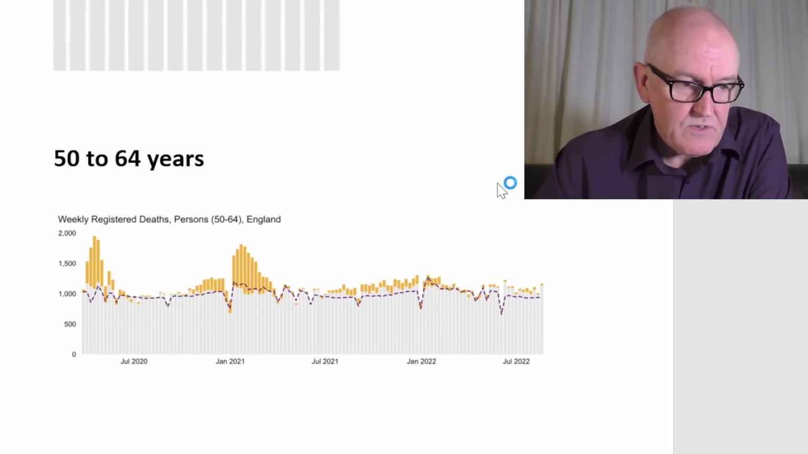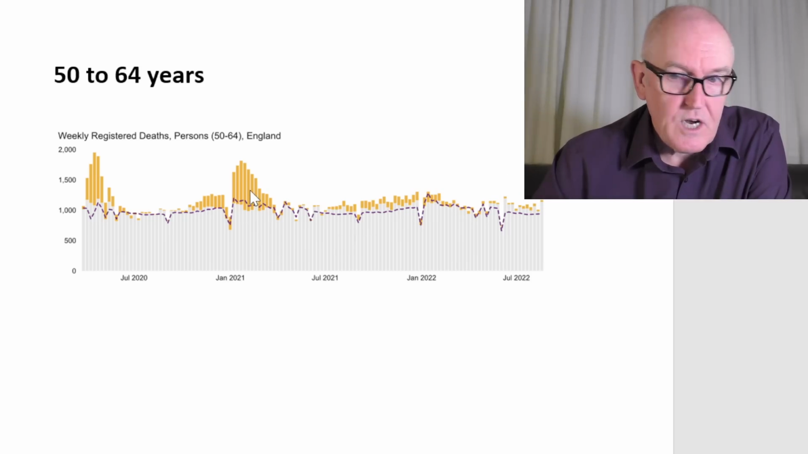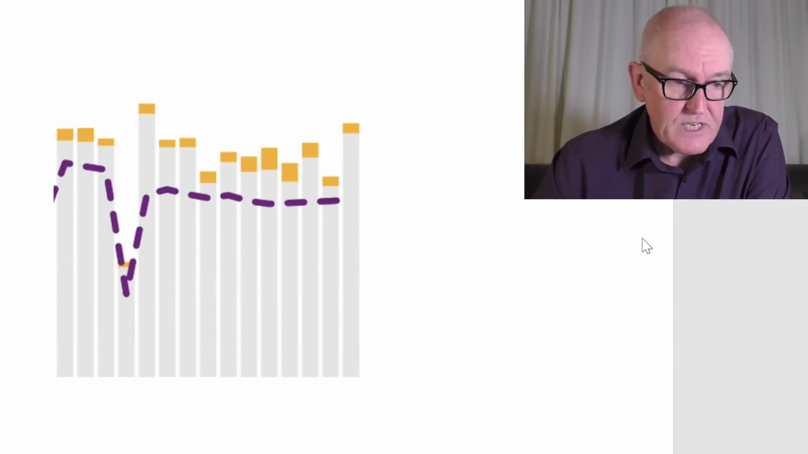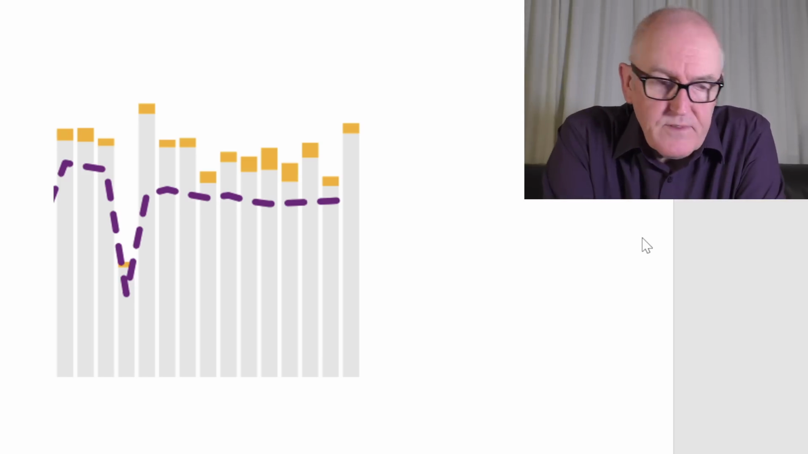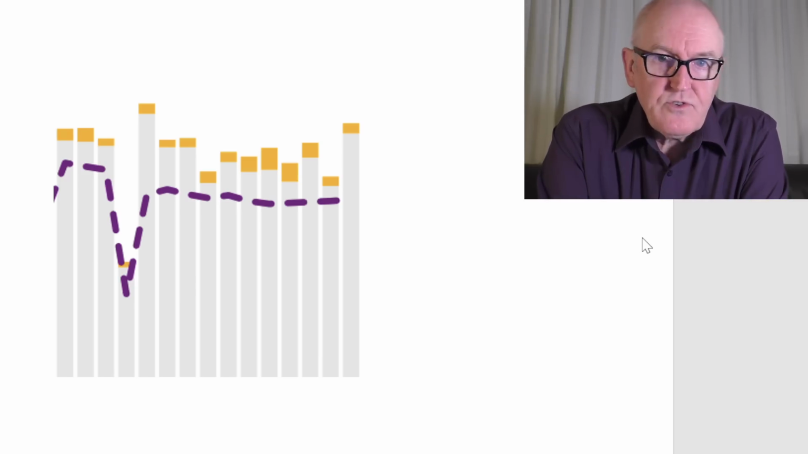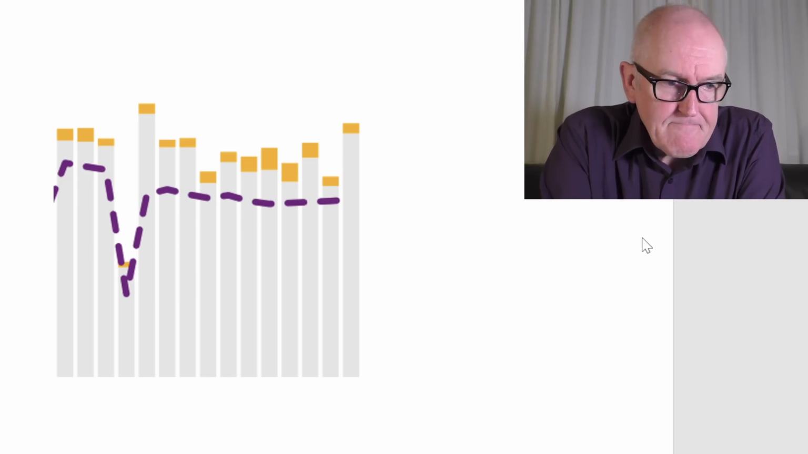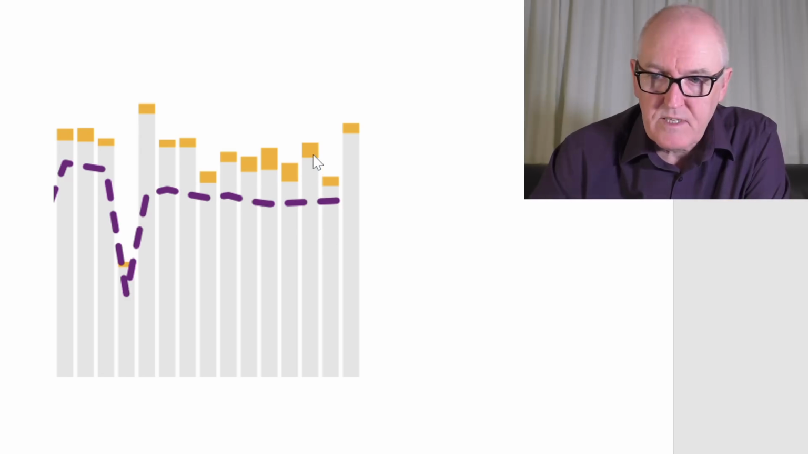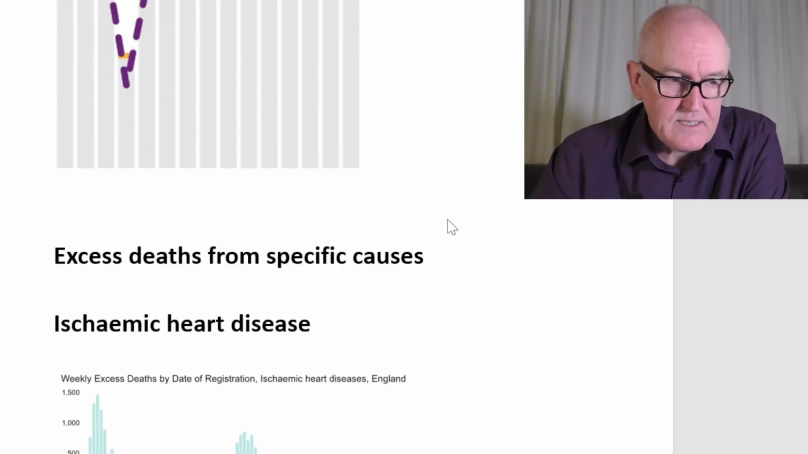50 to 64-year-olds, again, we see the COVID death that we would expect, but when we blow up this last part here, we see this fairly profound picture of increased deaths above the dotted line, not attributable to COVID. And in fact, we can see that in most times the non-COVID deaths here are higher than the COVID deaths in terms of the excess deaths.